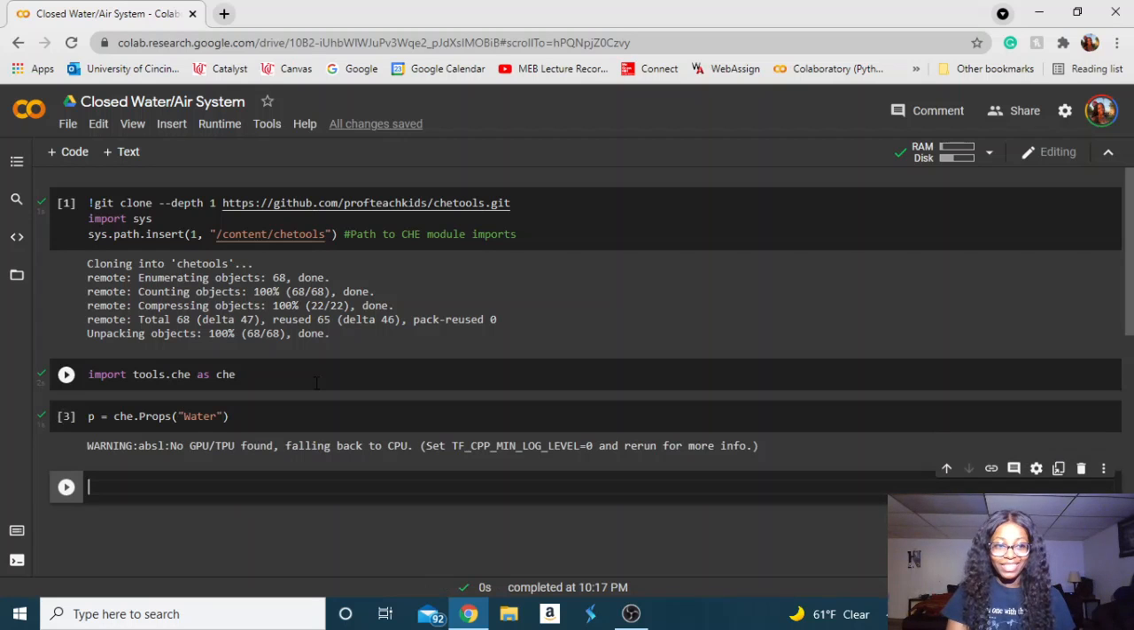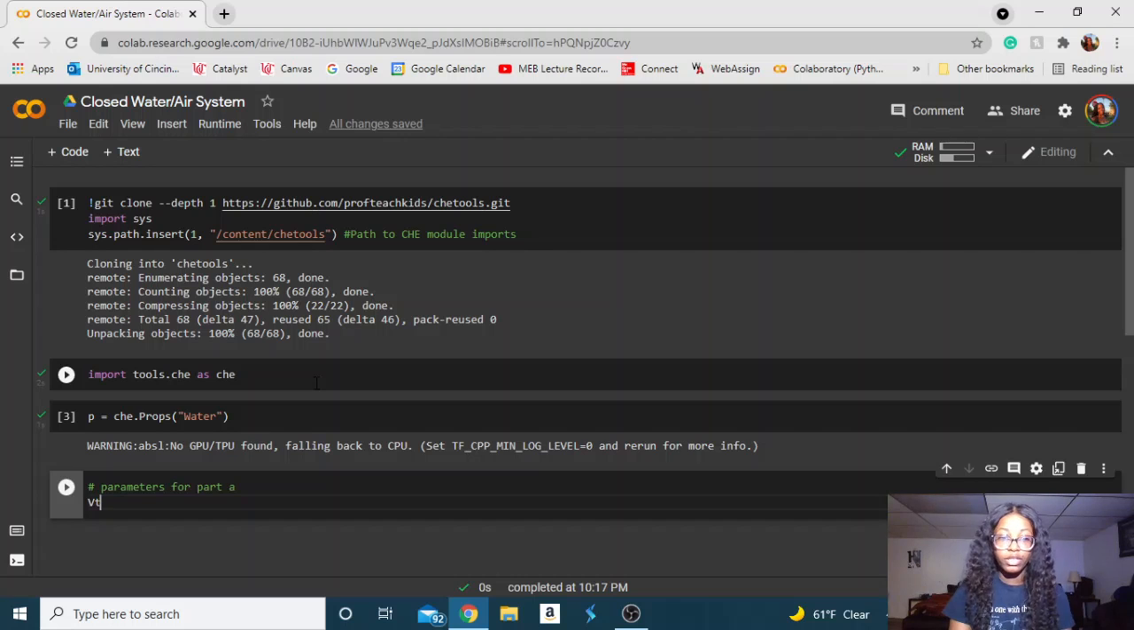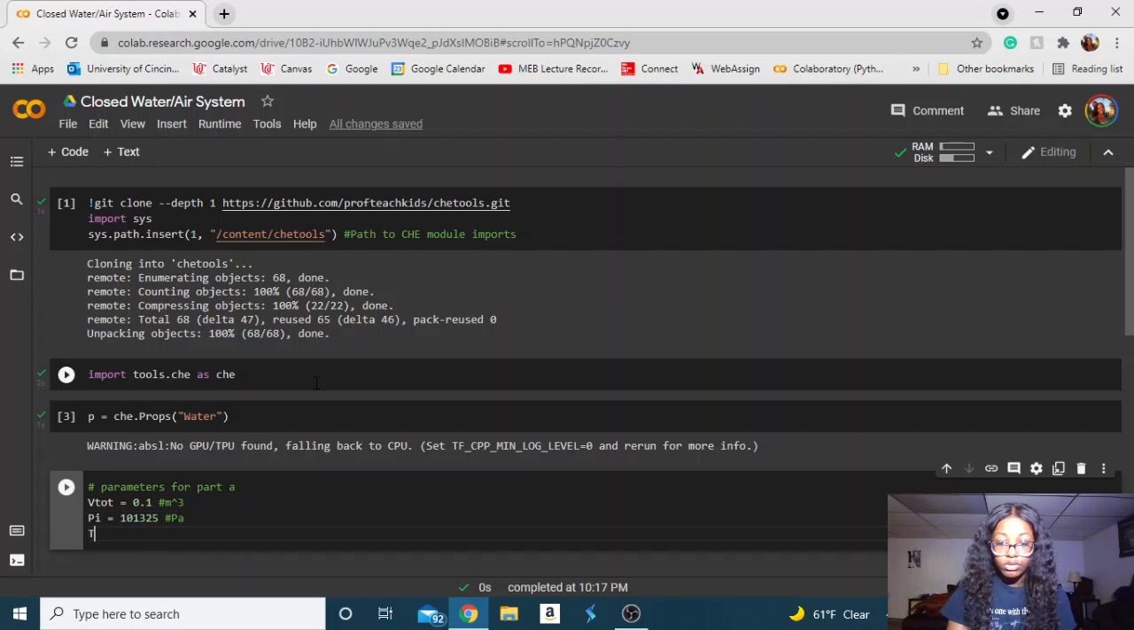So after this, we can go ahead and set up our variables and their values. And I'm going to label this section the parameters for part A, because there is going to be a part B. And so we can go ahead and start naming our variables with their respective values. So we know that the total volume of the container is 0.1 cubic meters. The initial pressure is 101,325 pascals. The initial temperature is 298 kelvins.